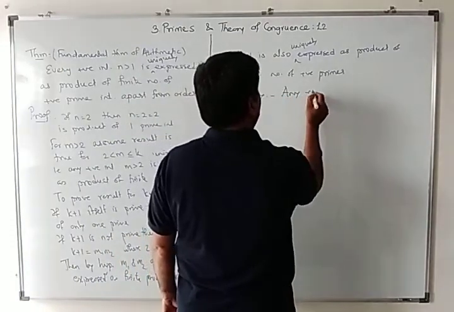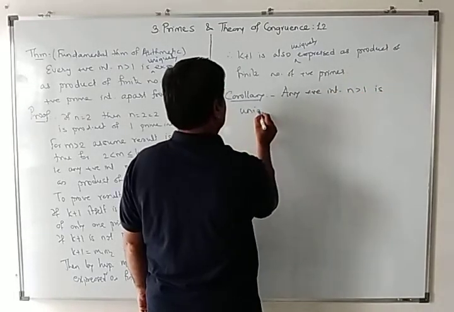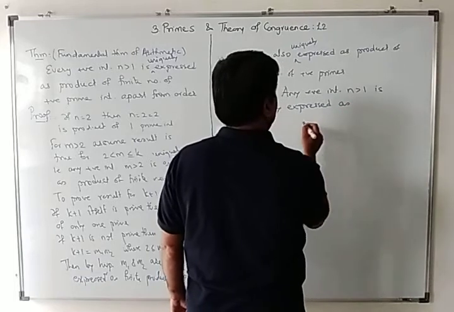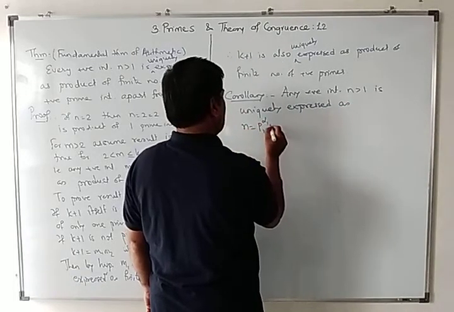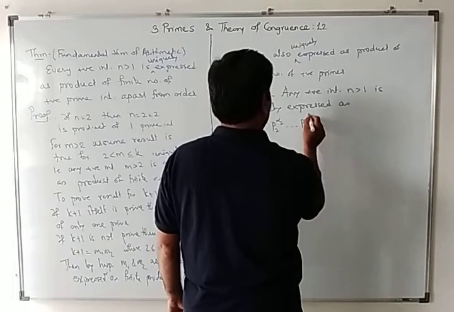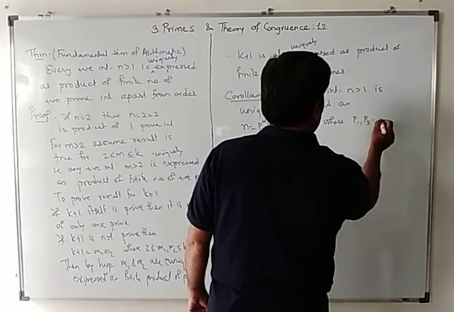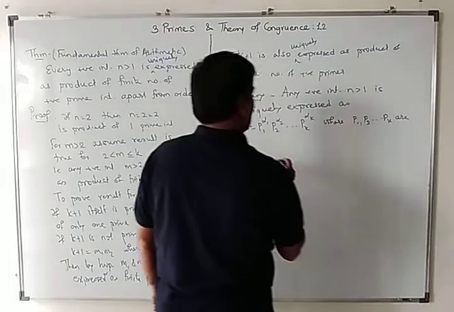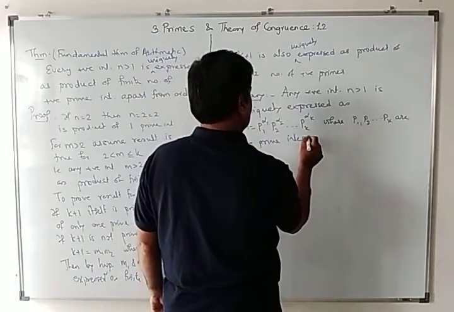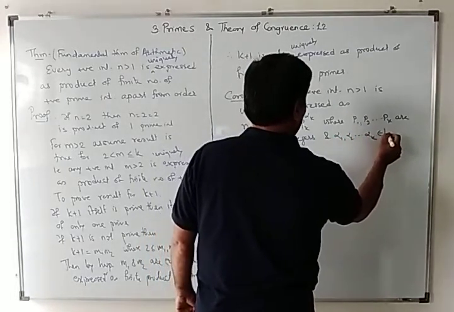Any positive integer n greater than 1 is uniquely expressed as n equal to p1 raised to alpha 1 into p2 raised to alpha 2 and so on, up to pk raised to alpha k, where p1, p2, up to pk are positive prime integers and alpha 1, alpha 2, up to alpha k belong to the whole number set.